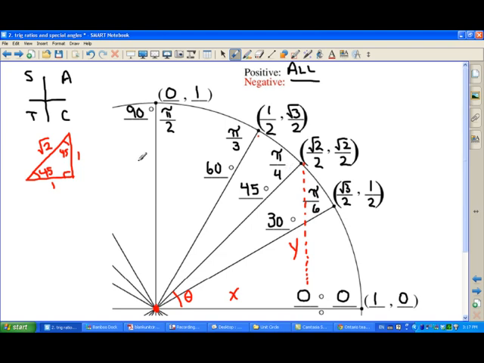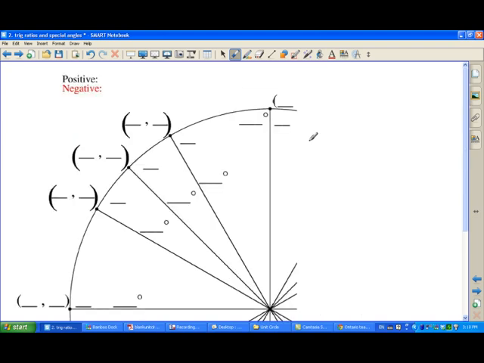Let's take a look at our second quadrant. So again, thinking about the CAST rule, the only ratio that is positive in the second quadrant is a sine ratio, which means cosine and tangent are negative.